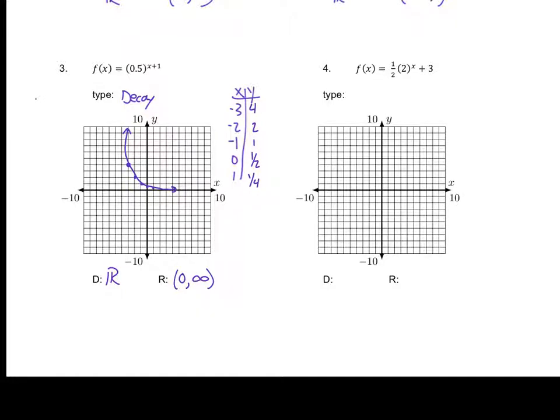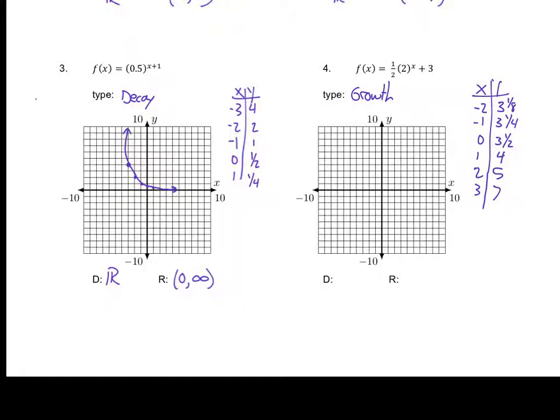And the last one, the 2 in there is greater than 1, so we're going to have growth. There's nothing being added to our exponent. If we plug -2 in, we end up getting 3 1/8. -1 gives us 3 1/4. 3 1/2. 4, 5, and if I plug 3 in there, we get 7.